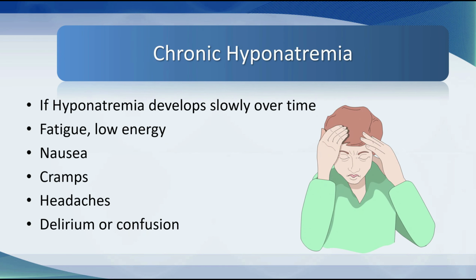Conversely, chronic hyponatremia may have happened very slowly over time. The patient may have been complaining of vague symptoms like fatigue and low energy, and that may well be the case for Matthew. They may have nausea, there may be cramps, headaches, delirium, or confusion. Let's look at another scenario.